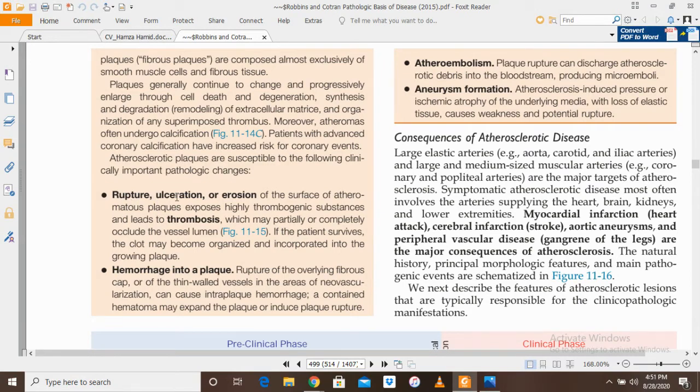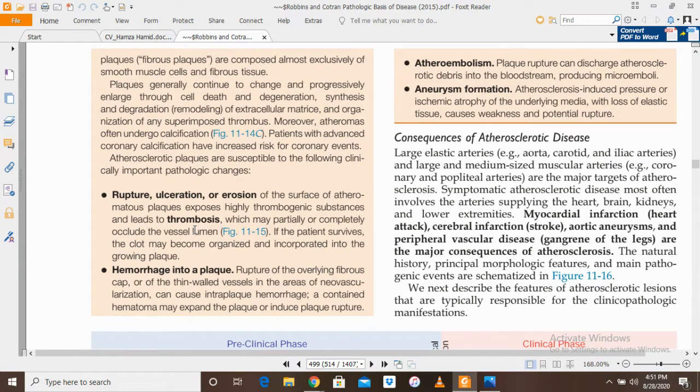So rupture, erosion, and ulceration expose the highly thrombogenic surface of the plaque to the blood, and that leads to the formation of a thrombus. So thrombosis occurs due to rupture, ulceration, or erosion. And that thrombus formation abruptly narrows the lumen and increases the risk of an MI and cerebral infarction.